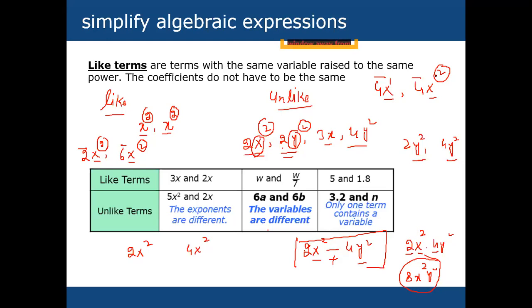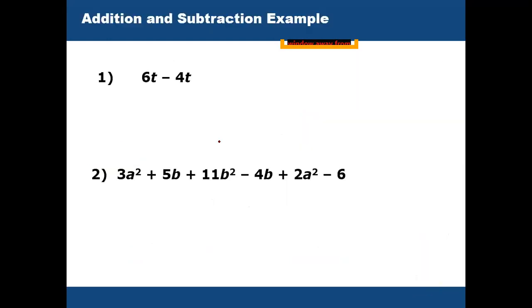So you cannot add these, you cannot subtract these. You can multiply and you can divide, but addition and subtraction of unlike terms are not possible. I think like terms and unlike terms are very easy. How can we add like terms?